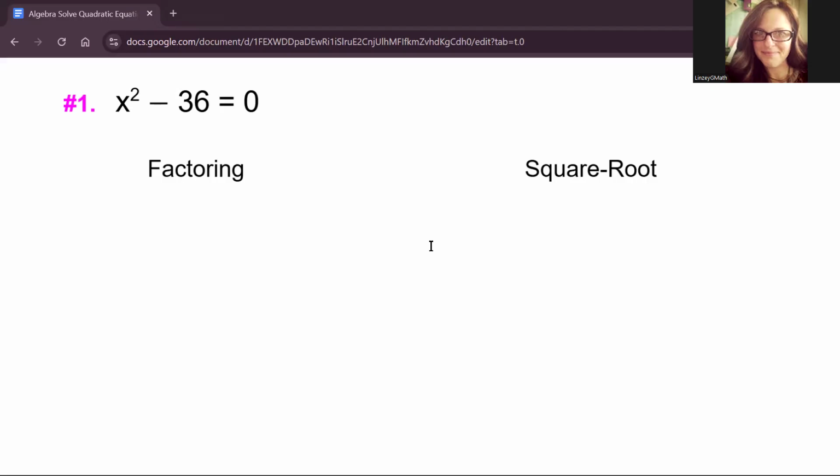Welcome to our session on solving quadratic equations. We're going to do 6 problems and we're going to solve them 2 different ways.